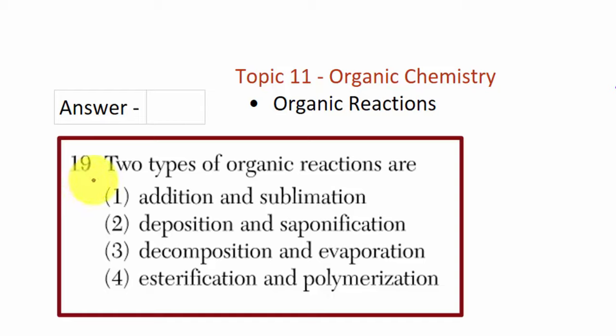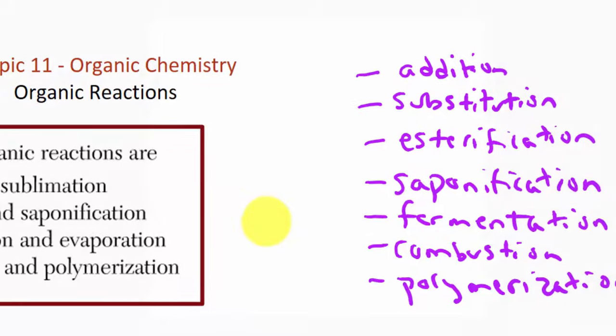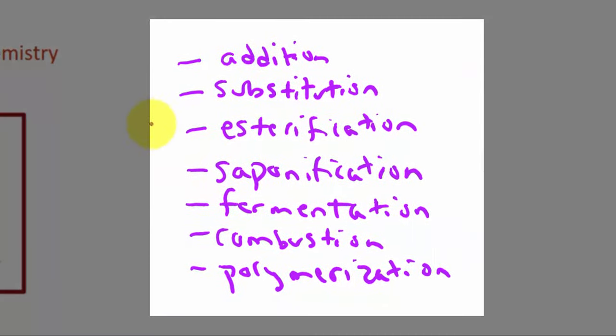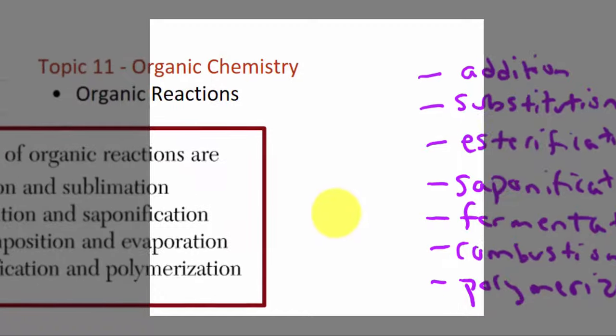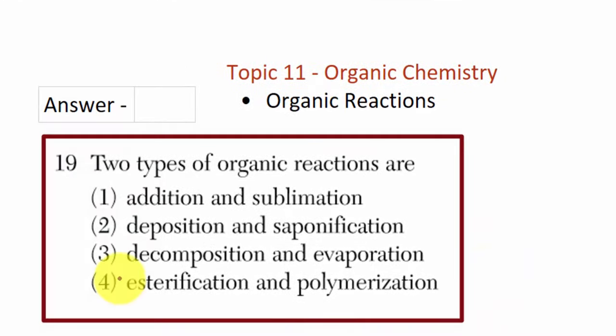Question 19. Two types of organic reactions are. Well, here we can't avoid it. We simply need to know what the different categories of organic reactions are. Here's a list of the 7 major organic reactions. For this question, we don't need to know too many specifics about them, but you probably will need that information later in this exam. For now, we just have the list: addition, substitution, esterification, saponification, fermentation, combustion, and polymerization. From observing our potential answers, we see that only number 4 has 2 of our organic reactions listed. So number 4 is the correct answer.